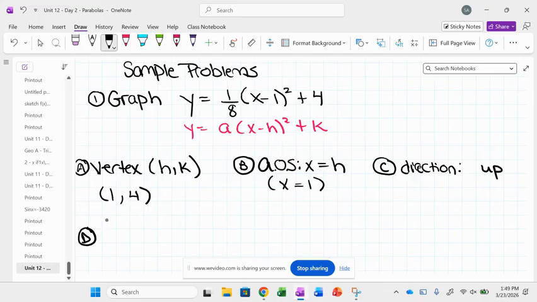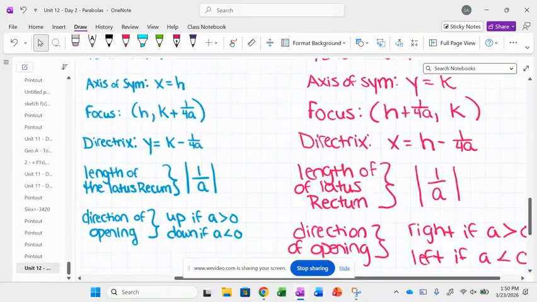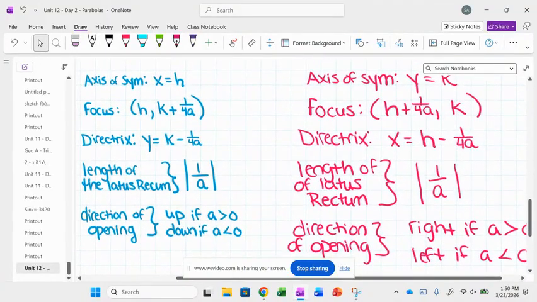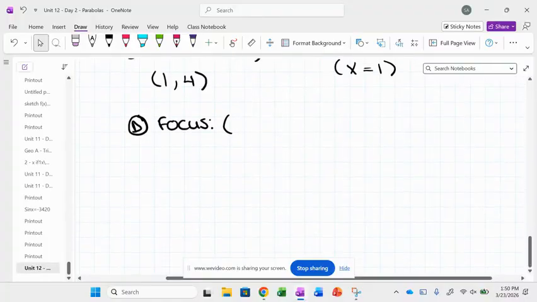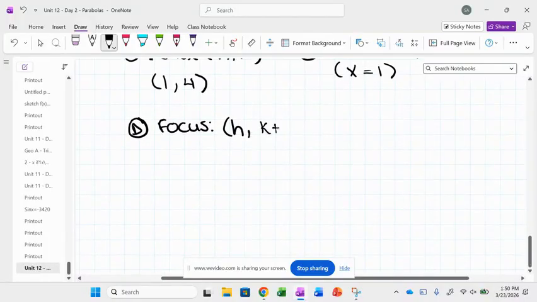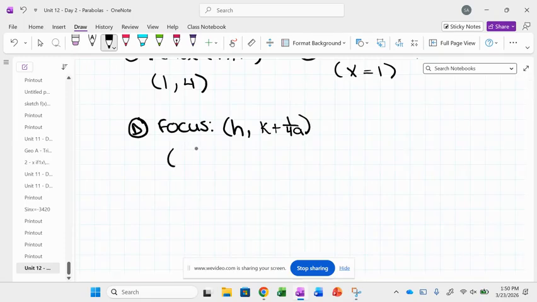Let's talk about the focus. So go back for a normal parabola to find the focus. It's going to be h comma k plus 1 over 4a. So let's work on this. Our h is 1. Our k is 4 plus 1 over 4 times, what's our a? 1/8. So now obviously we need to work on this a little bit.